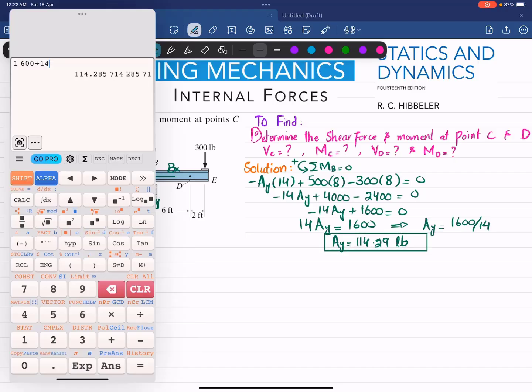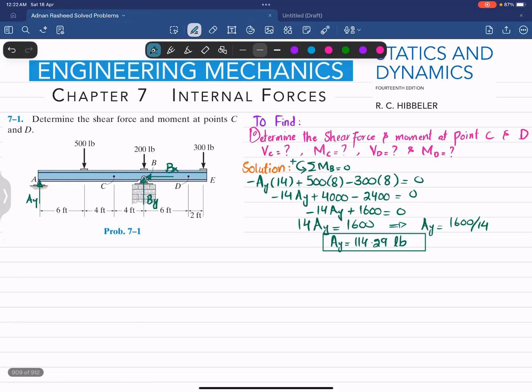Okay. Now we'll find this Bx and By. So for Bx we will use this formula that sum of all forces along x direction must be equal to 0, and force toward right side is taken as positive. So you can see you have only one horizontal force, Bx, acting, and there is no other force, so it means that Bx is equal to 0.